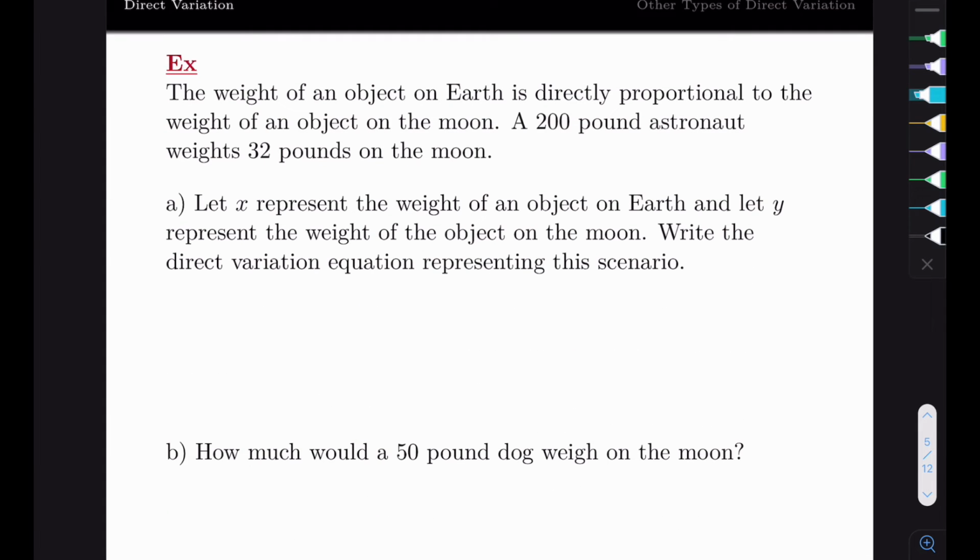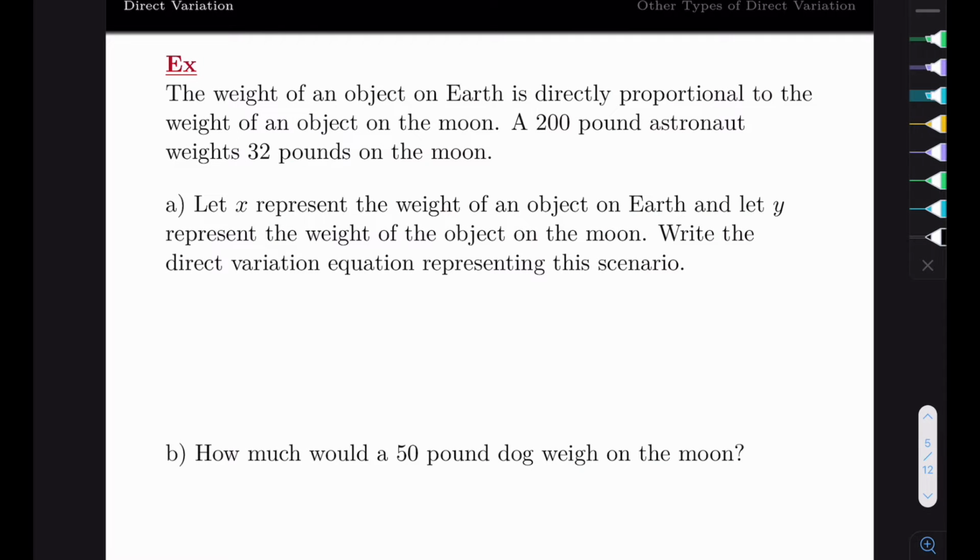Okay. Let's try another example. We're told the weight of an object on Earth is directly proportional to the weight of an object on the moon. A 200-pound astronaut weighs 32 pounds on the moon. So before we jump into setting up equations and trying to solve a problem, just thinking about this. You on Earth weigh a certain amount because we have a certain amount of gravity. If you go to the moon, you're going to weigh a lot less because the gravity isn't as intense there. And what happens is, regardless of the person, the object, whatever it is, you're going to weigh some proportion of what you do on the moon than you do at Earth.